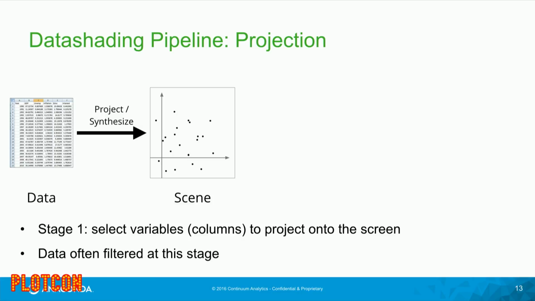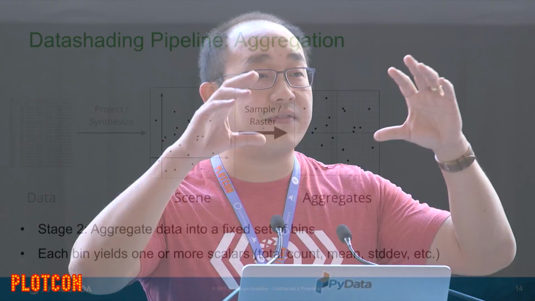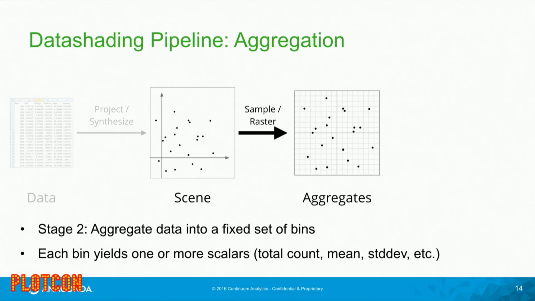To make this more concrete, if you think about how you start off for most viz, you start off with a table of data. Then you do what we call a projection process. You pick something to sit in the x direction, something to sit in the y direction. You pick your retinal variable mappings to your data sets. And at this step, oftentimes you filter down the data. Once you've projected them into what I'll call the scene, then there's some kind of sampling or rasterization process, and that produces what we call aggregates.